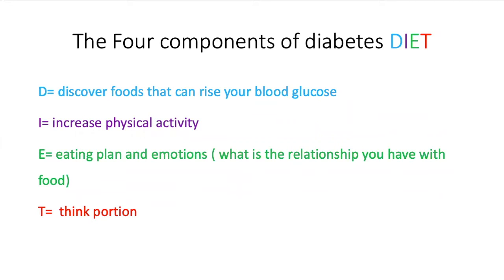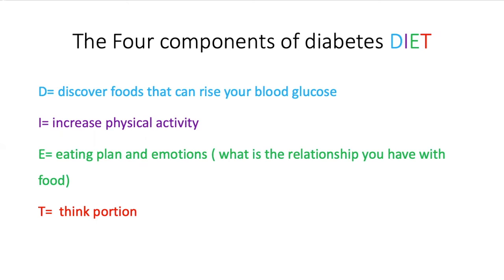And the I stands for increasing physical activity. For every food we eat, we have to balance it by burning the calories. Our physical activity has to match, the intake and the output really have to match so we don't gain weight. E stands for eating plan and the emotions. What is the relationship we have with our food? Are we emotional eaters? Do we have any eating plan? When we get sick, sad, or happy, do we really have an eating plan so we don't become emotional eaters?